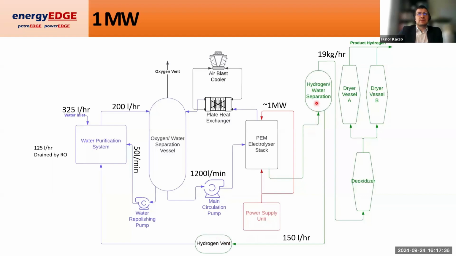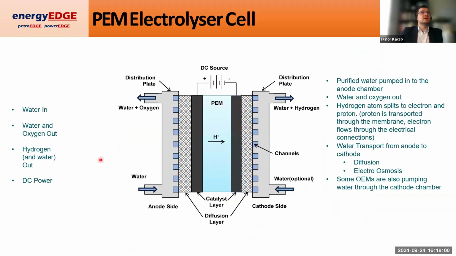So the hydrogen coming out of the hydrogen water separation vessel will have to go into a hydrogen vent, or we will need to put the hydrogen through some sort of a process in order to rid the hydrogen bubbles out of this water, because we cannot send any hydrogen back into the water purification system for safety reasons, and for obvious safety reasons as well. Okay, conscious of time, we've got to move on.